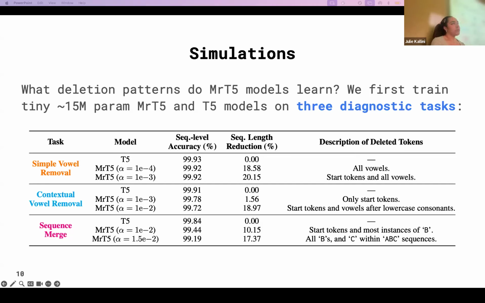So this shows that MrT5 is learning deletion patterns that are particularly relevant to the task it's supposed to perform. So the sequence length is the context input length, right? Yes. During generation, you still have to generate one character at a time. In the encoder-decoder model, the sequence lengths that I'm talking about are the inputs to the encoder.